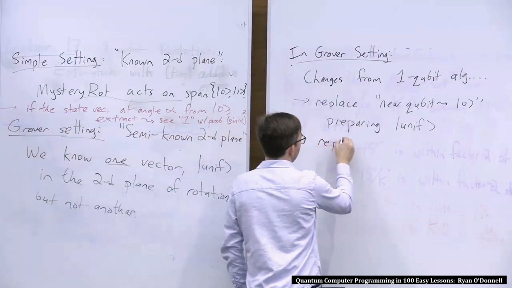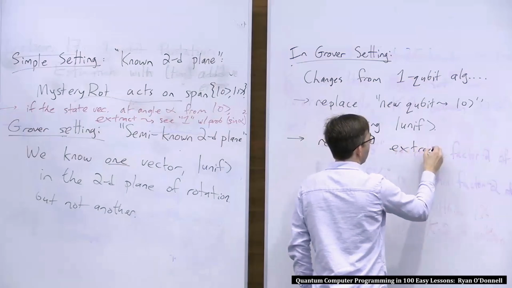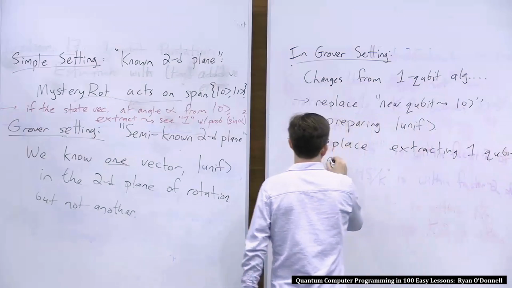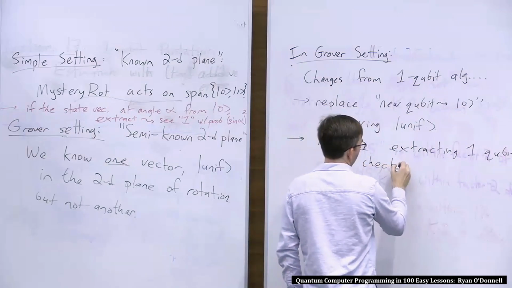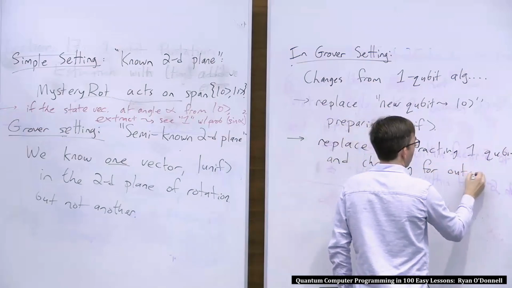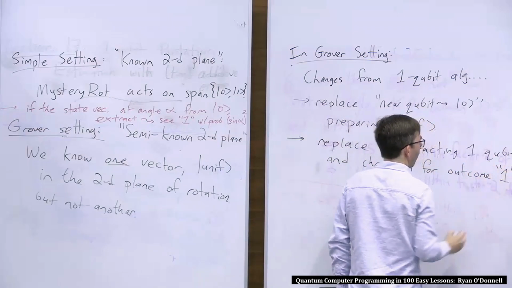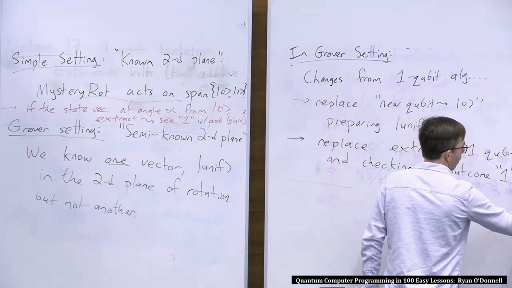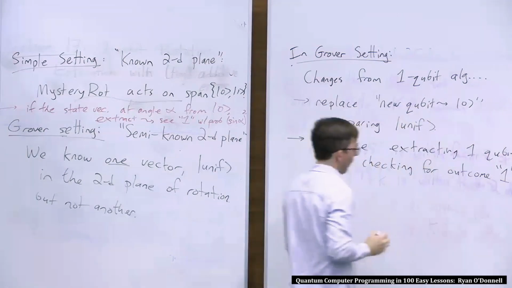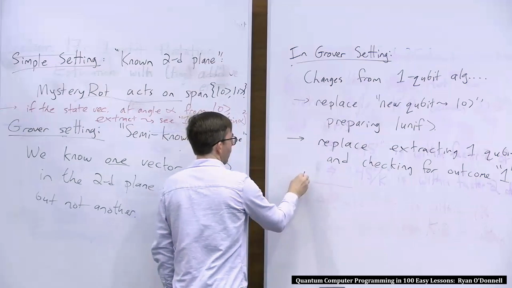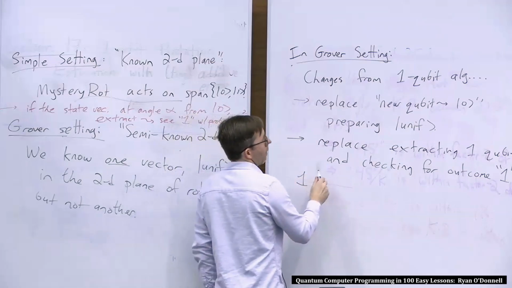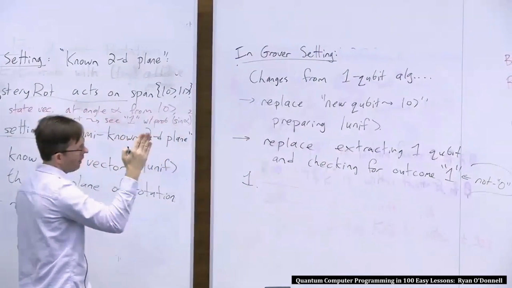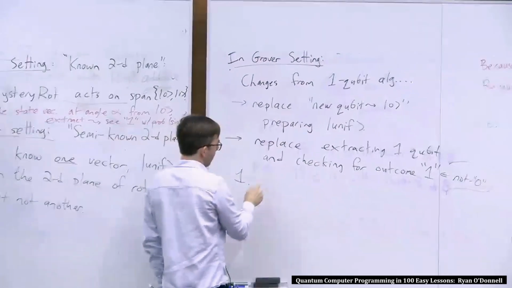And we need to replace extracting the 1 qubit and checking for outcome 1, which let me call this not 0, we replace it with this subroutine. Imagine in the Grover setting, you prepare this ket uniform, you do some rotation. So now you're at angle alpha, and you want to try to measure this.